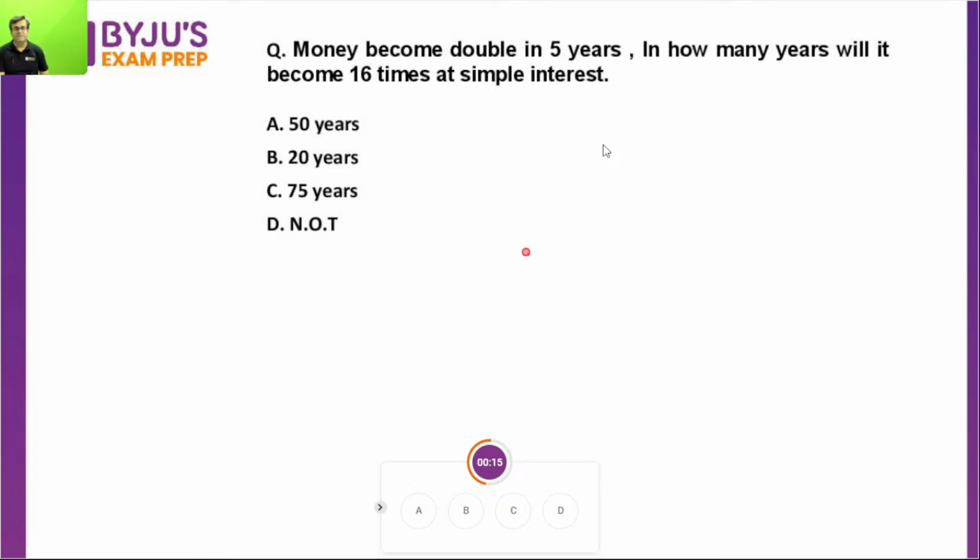B option is right. Money become double in 5 years. In how many years will it become 16 times? Please mark your answer again. This is not the right answer actually. Mark your answer again. I'm giving you the poll again. Now this time you will have to mark your answer. Everybody make it fast. The answer was not right.